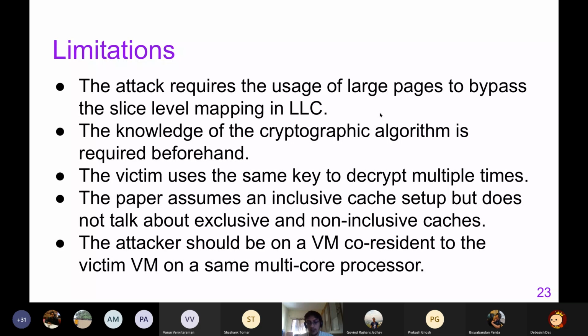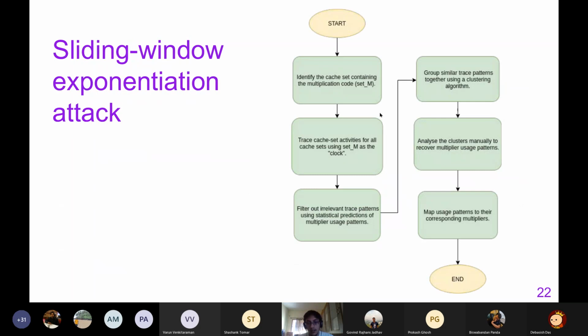The attack is vulnerable to noise, but if you could just go one slide back. For example, at the top of the second half, you can see that we are grouping similar trace patterns. What do you mean by top of the second half? The fourth green rectangle. So basically, this is the sliding window exponentiation attack, and what we're doing is grouping similar trace patterns together using a clustering algorithm. We have several trace patterns. We trace all trace patterns simultaneously, and then based on statistical measures, we remove the redundant ones. Once we have only sets of temporal trace patterns which are relevant, we cluster them together, and after we cluster them, we denoise them. There will in fact be noise, but we have mechanisms to deal with that noise, and that is where the statistical insights come in.